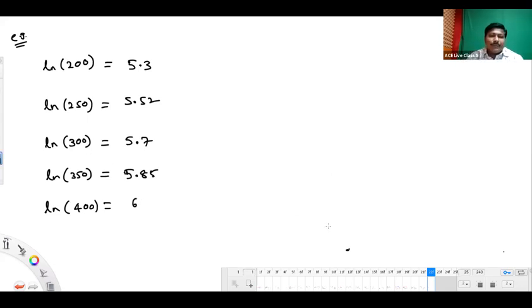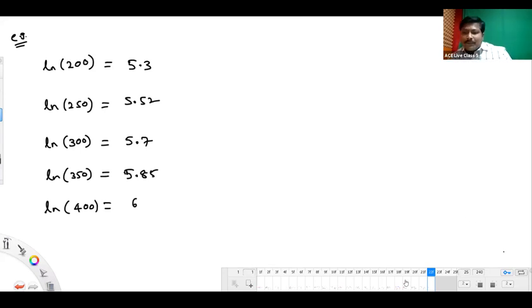What is the observation we can make from this? See, inside the natural logarithm, we have numbers like 200, 250, 300, 350, 400. But how is the natural logarithm of that value? It is coming more or less the same, right? 5.3, 5.52, 5.7, 5.85, 6. You don't have a great change in the natural logarithm value. That's the reason why we are going to have this inductance value coming more or less the same.